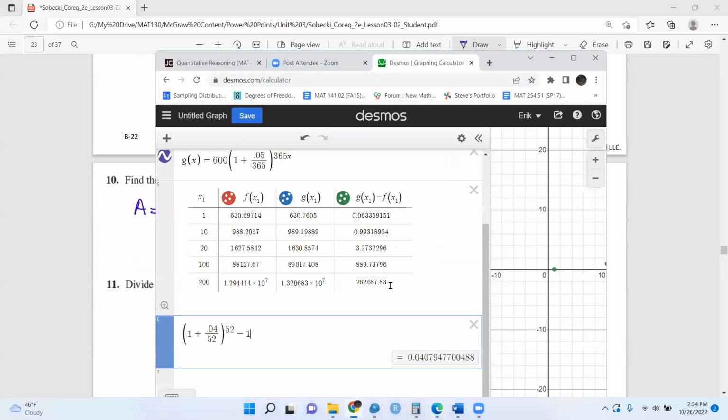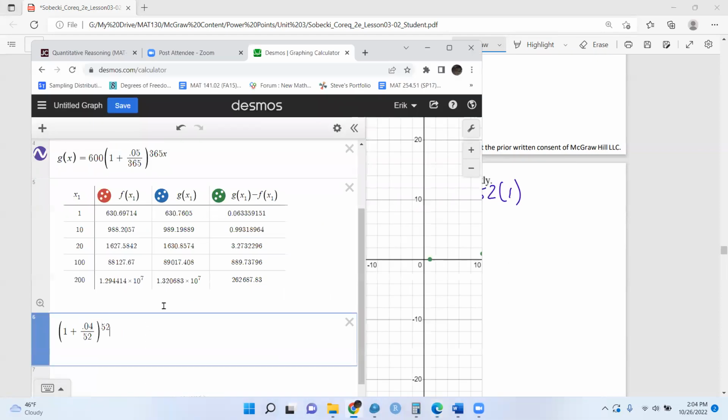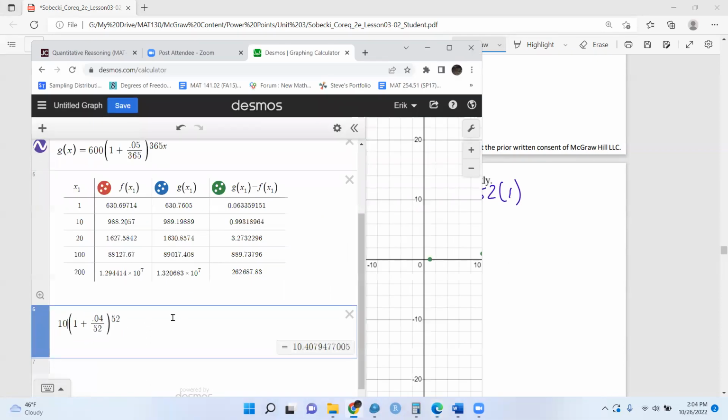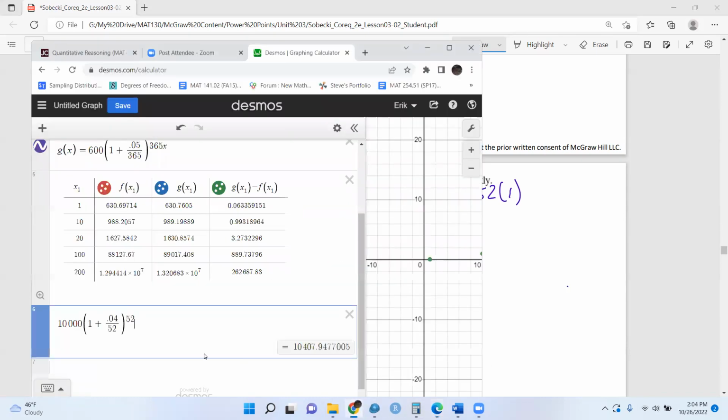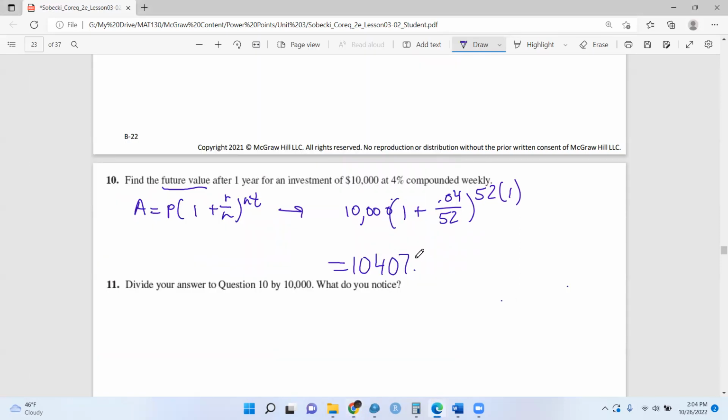So let's do this calculation. I already hit it in here, so I'm just going to leave that there, and I'm going to put in my 10,000. Okay, so I get 10,407.94777705. Huh, seems interesting. The author says, hey, go ahead and divide that number by 10,000.